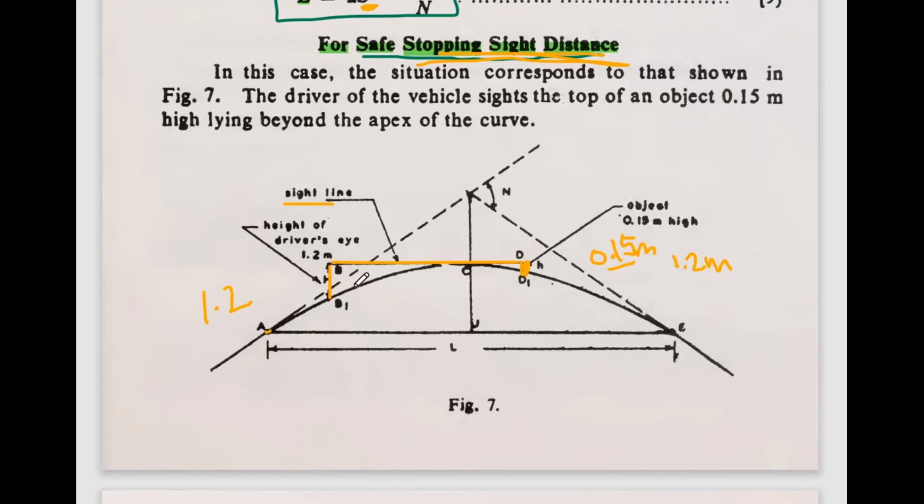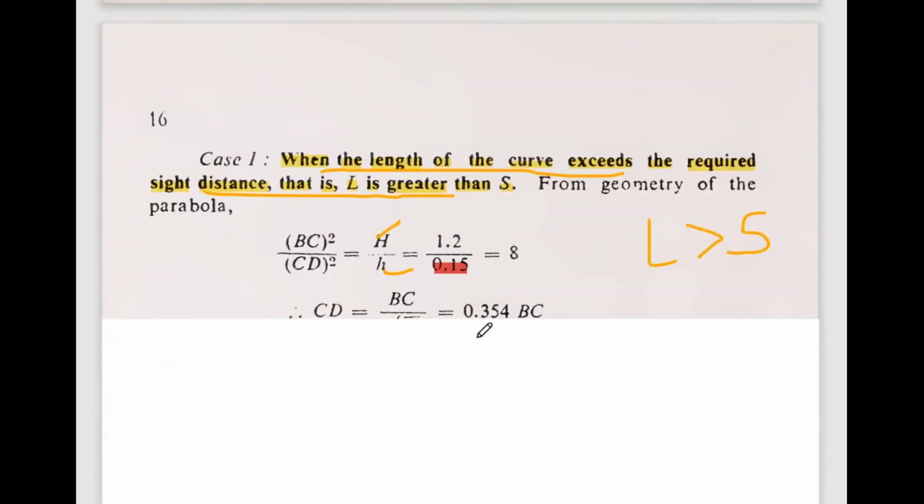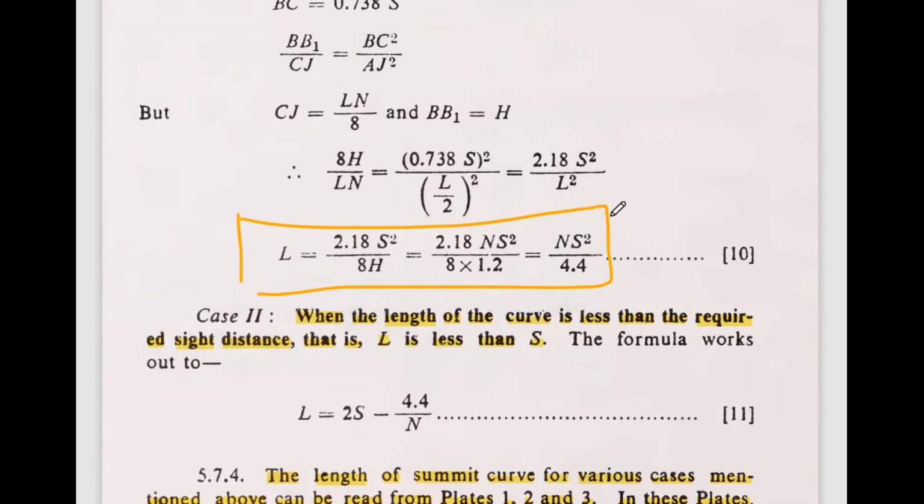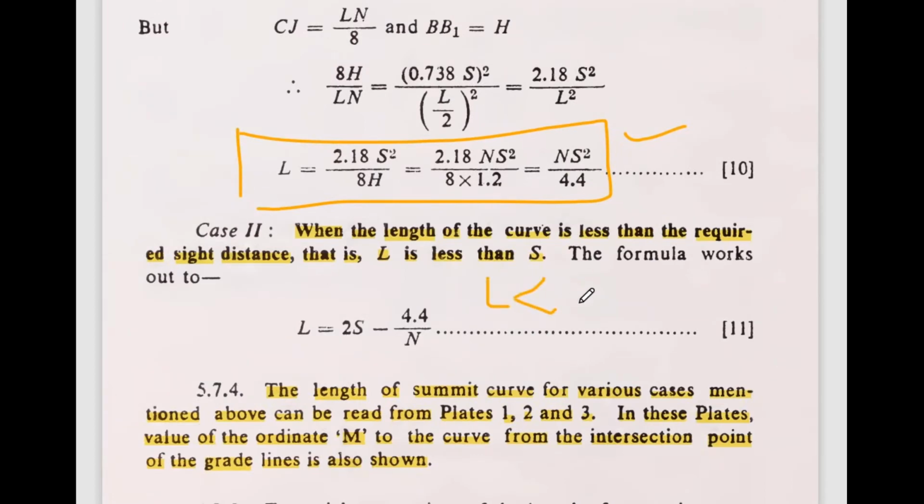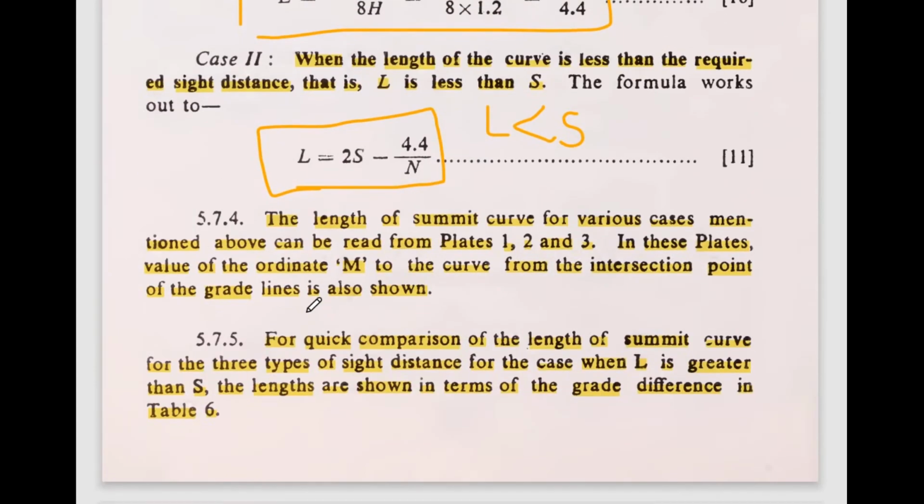And what is the length of curve? So this will be our length of curve, and this value we have to find. In this case, the formula for the length of curve will be this. And similarly, when L is less than S, the formula terms have to be this. I hope these four cases, two for the overtaking sight distance and two for the stopping sight distance, are very clear to you. If you have any kind of doubt, please write in the comments. So let's move to the next.